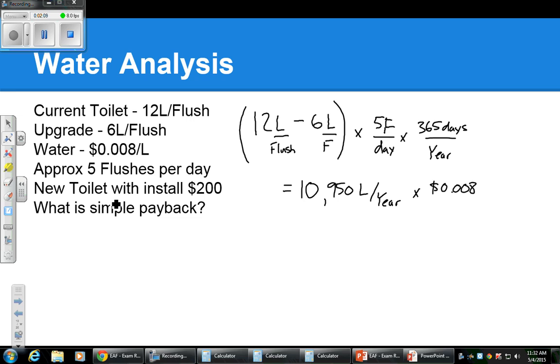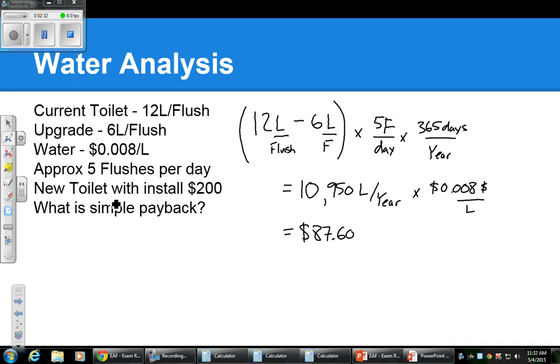Now we just multiply that by the 0.008 dollars per liter, which will give us the cost. So times 0.008 gives $87.60.